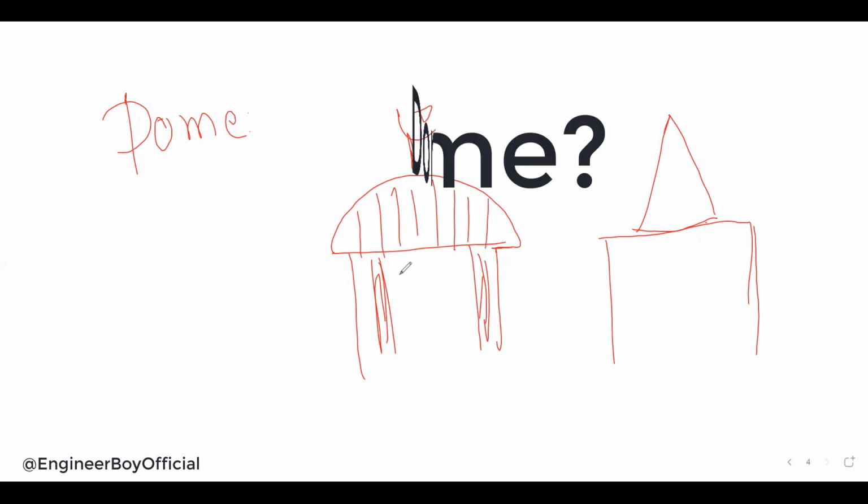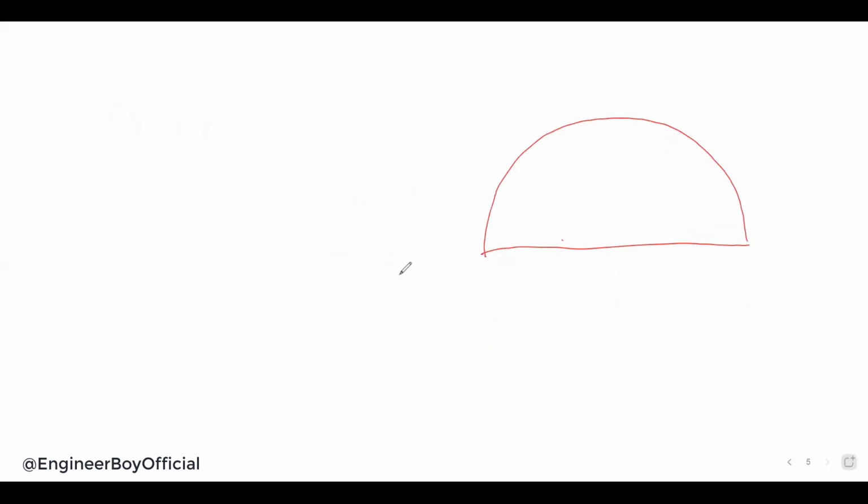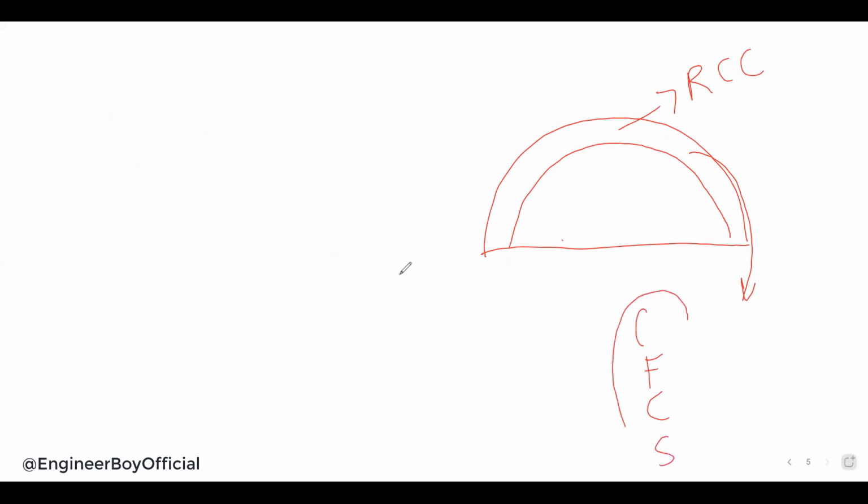We have domes in our structures. Then how can we determine the quantity of a dome? Because in order to determine the quantity of a dome, what we look for is actually, let's say this is a dome, and let's say this is an RCC dome. It means there are almost four materials: cement, fine aggregate, coarse aggregate, and of course steel. These four things are being used in the same dome.